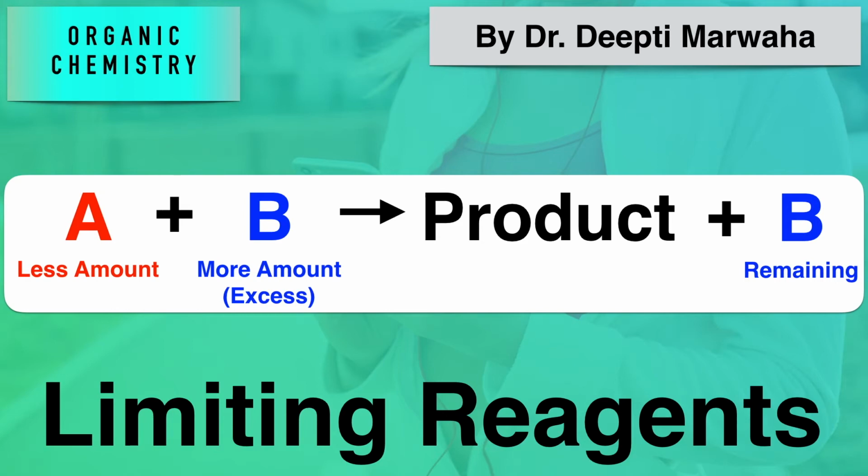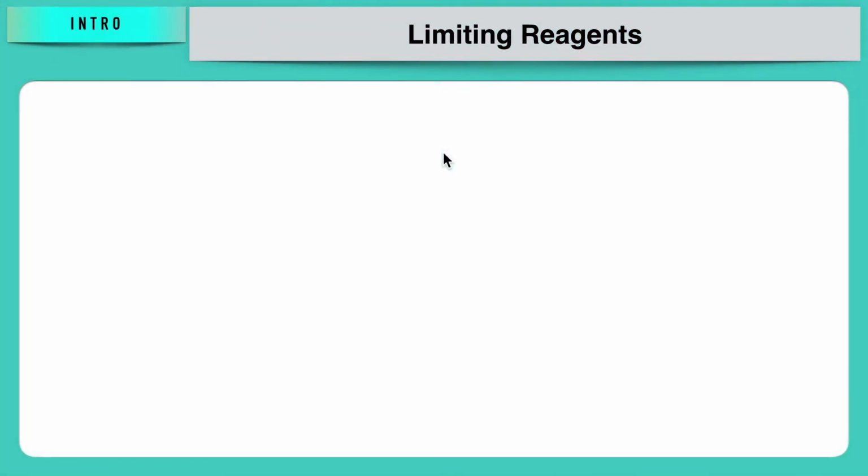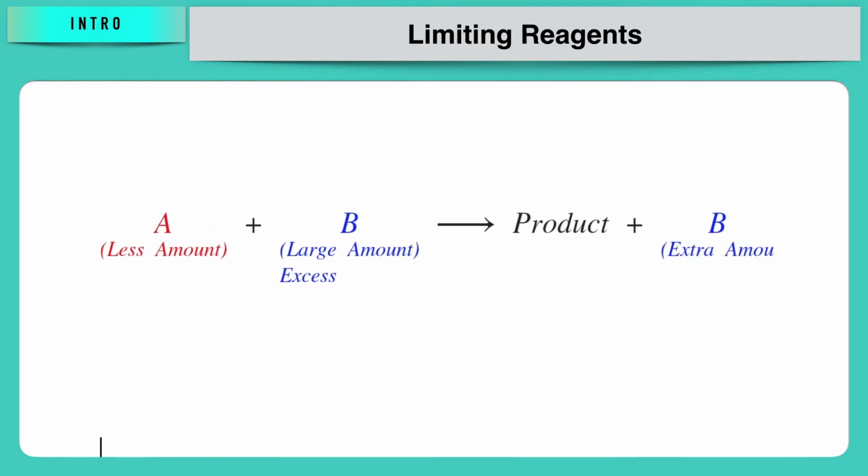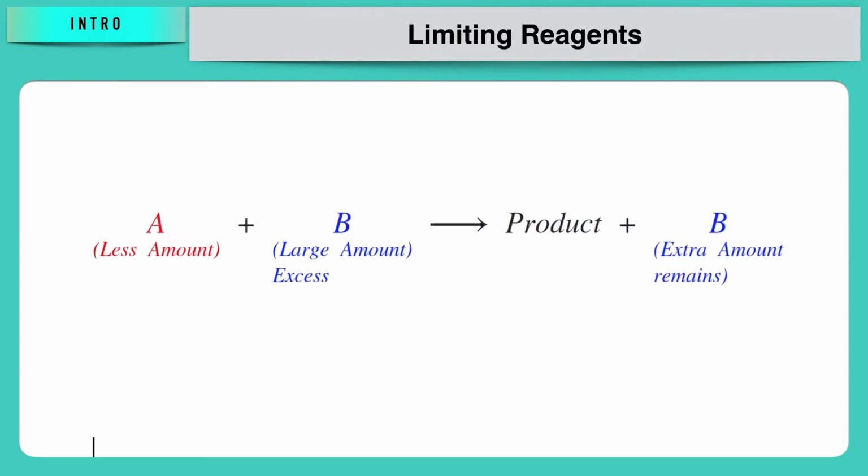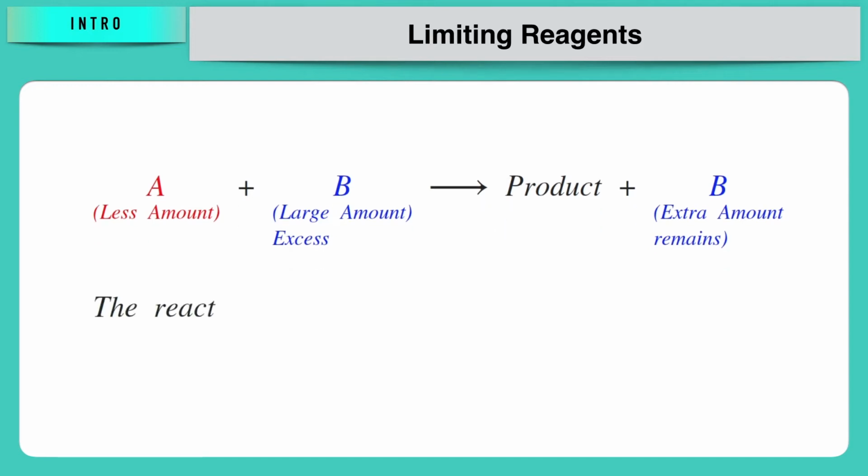Hello students, in this video, let us understand what is limiting reagent or limiting reactant. Whenever you consider a balanced chemical equation, one of the reactants is present in a larger amount and the other reactant is present in a lesser amount. It does not depend upon the number of moles involved in the reaction. However, one of the reactants has a tendency to react completely in the reaction.